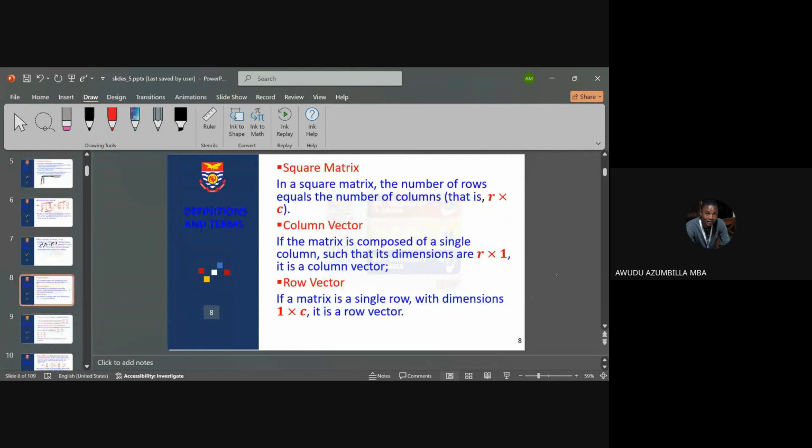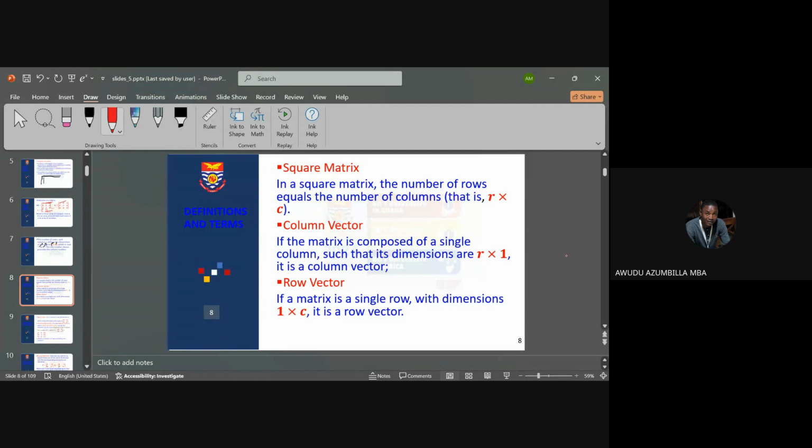Now let's move on to some definitions. We have the square matrix. When we talk about a square matrix, the number of rows and columns must be the same. So if the row is equal to 4 and the column is equal to 4, we call it a square matrix because the rows and columns are the same. But if you have the row equal to 5 and the column equal to 6, this is not a square matrix. So take note.